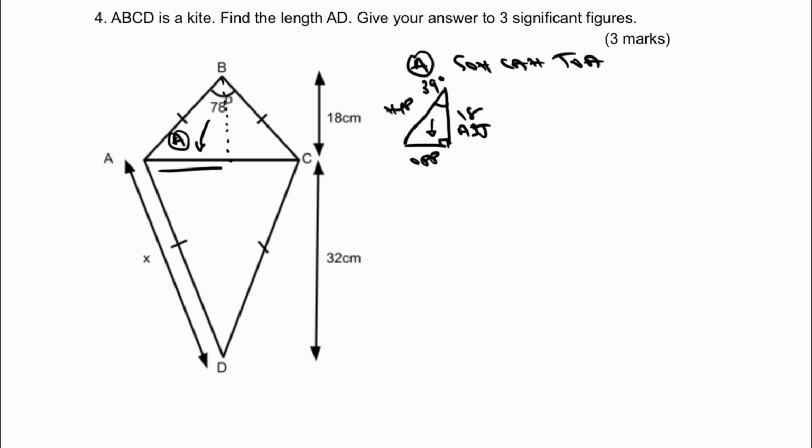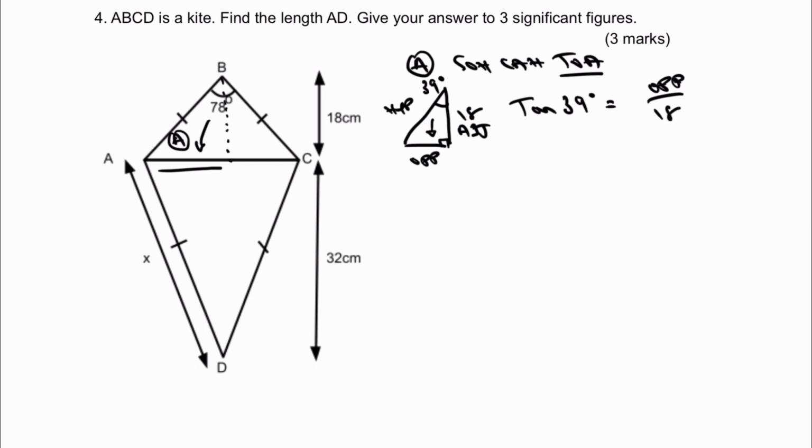Okay, so therefore I'm going to use the tan ratio. So I'm going to say the tan of 39 degrees equals the opposite, which is what I'm looking for, all divided by the hypotenuse, which is going to be, in this particular case, not the hypotenuse, I beg your pardon, the adjacent, which is going to be 18.